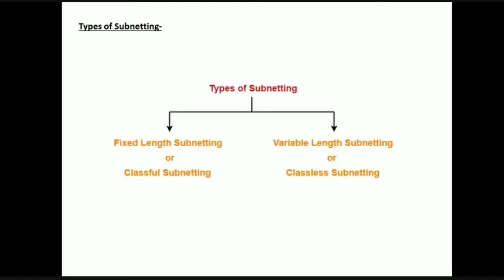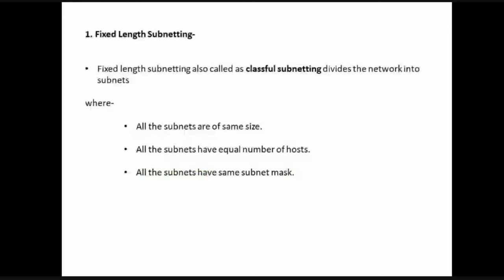Now coming to types of subnetting. There are basically 2 types of subnetting: fixed length subnetting, which is also called classful subnetting, and the second is variable length subnetting, which is also called classless subnetting. Coming to fixed length subnetting, as the name specifies, it is also called classful subnetting. It divides the network into fixed length subnets.